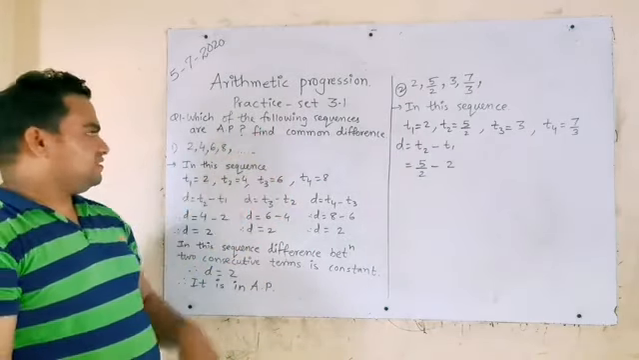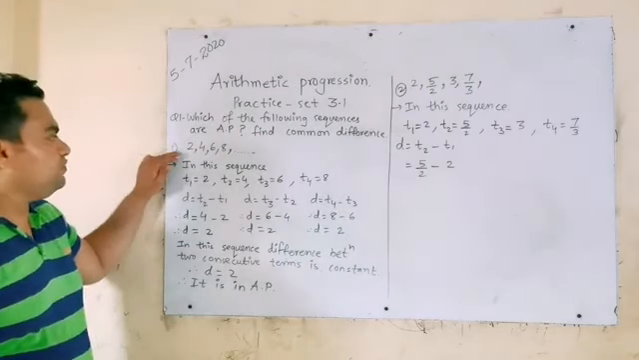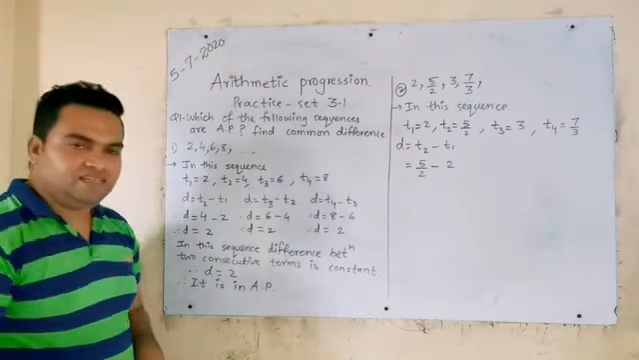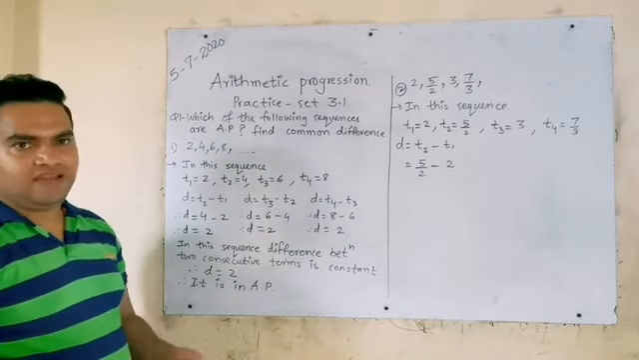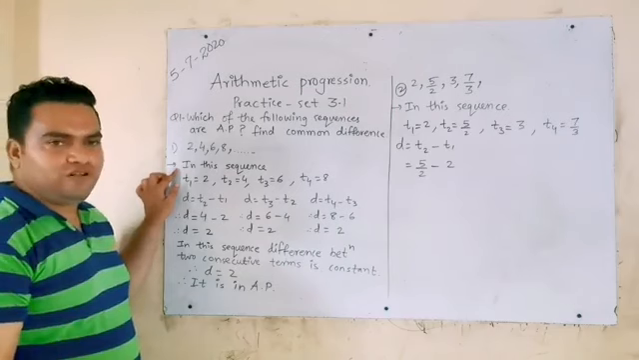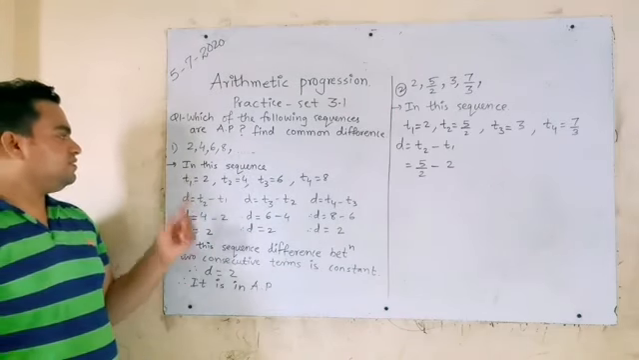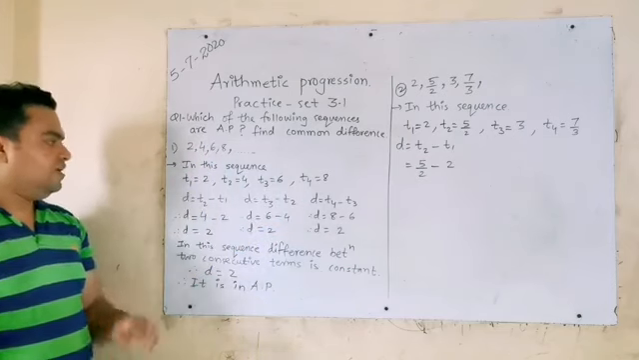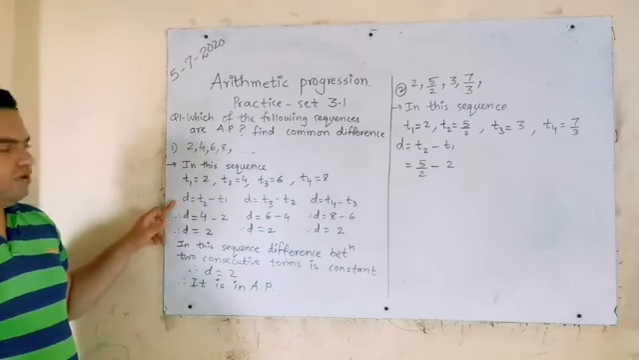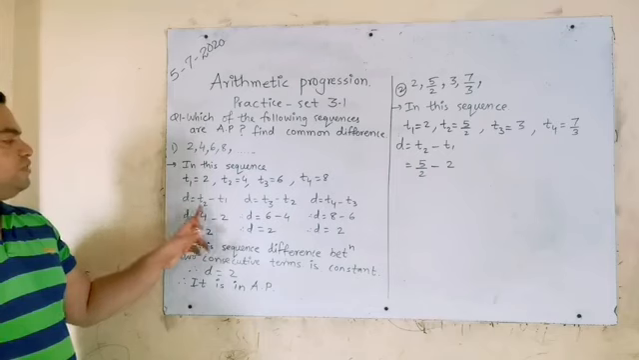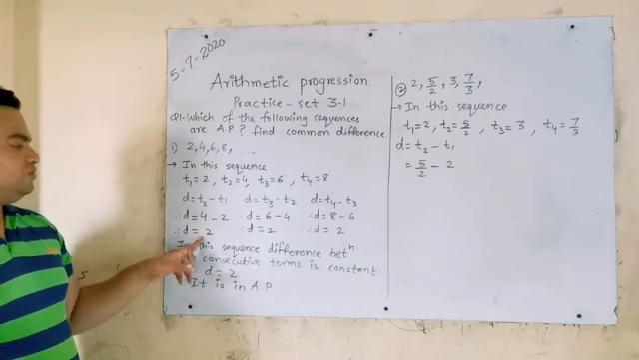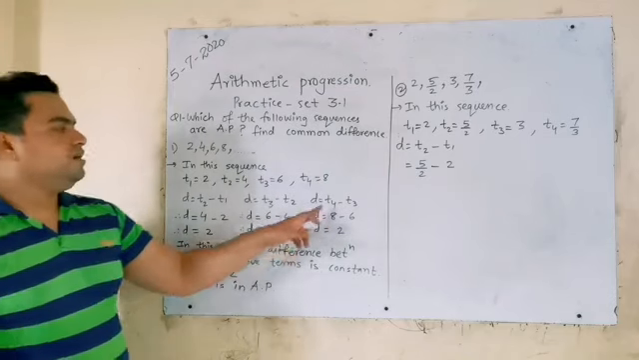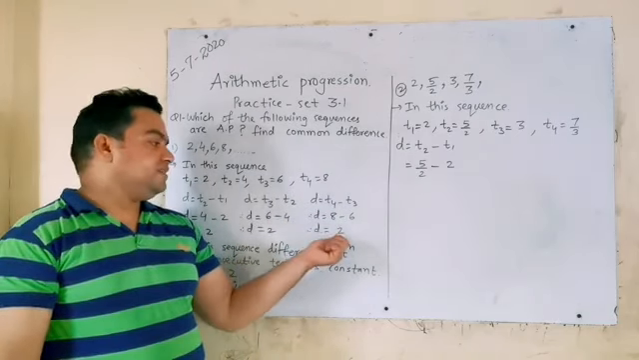Find the common difference. Okay, first we have to prove the given sequence, 2, 4, 6, 8, is in arithmetic progression. For that we had learned already. So how to solve this? First you have to write in this sequence T1 = 2, T2 = 4, T3 = 6, T4 = 8. Now by using the difference formula, difference is equal to T2 minus T1, 4 minus 2, that is 2. T3 minus T2, 6 minus 4, that is 2. T4 minus T3, 8 minus 6, that is 2.